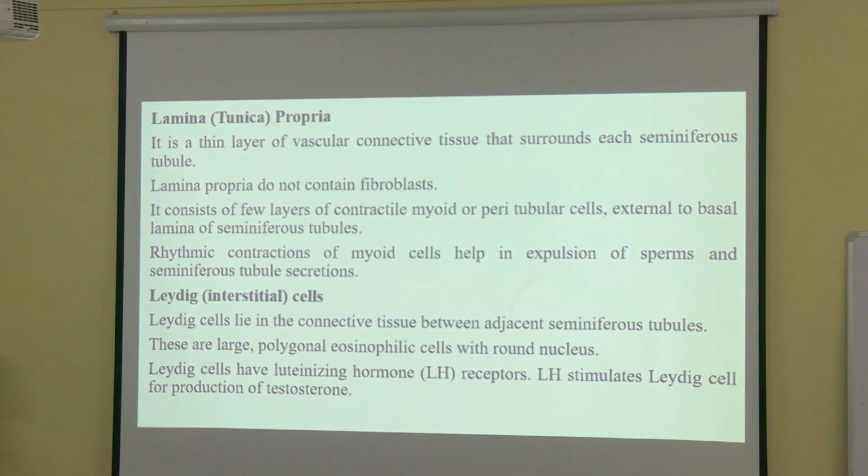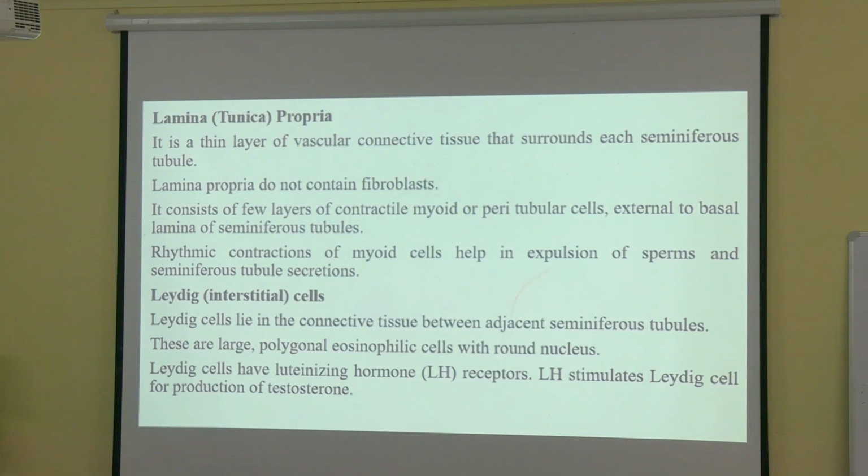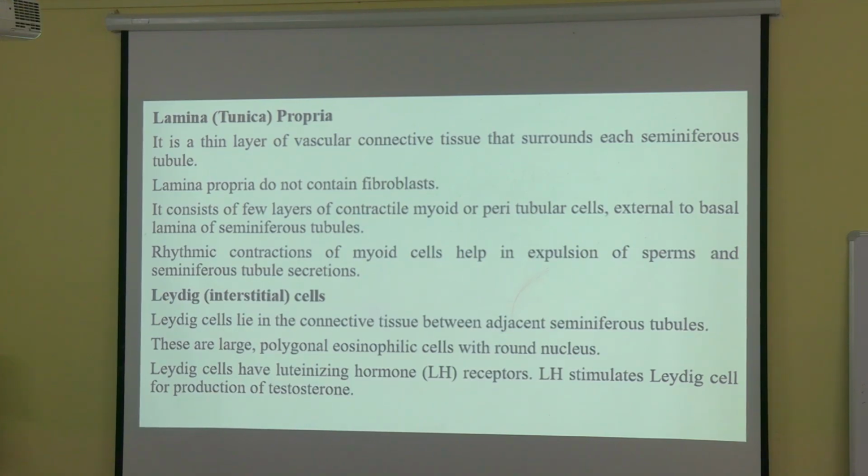Okay, next, the lamina propria, or you can say the connective tissue layer, of the seminiferous tubule. What is the meaning of this? Now this doesn't mean that the connective tissue is present inside. Connective tissue is not present inside. It is present outside the seminiferous tubule. Okay, so you can see it is a thin layer of vascular connective tissue that surrounds each seminiferous tubule. Each and every seminiferous tubule will be surrounded by a vascular layer of connective tissue, that is the lamina propria. Okay. Here fibroblasts are not present. A few contractile cells are there, which are called contractile myoid cells or peritubular cells. Their contraction will help in transportation of the spermatozoa.